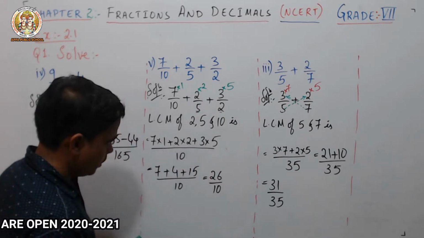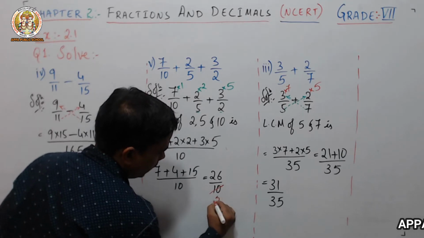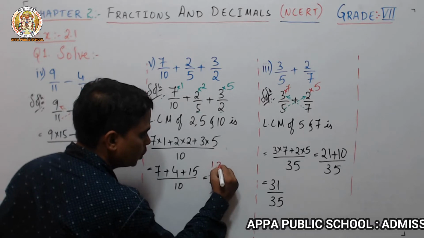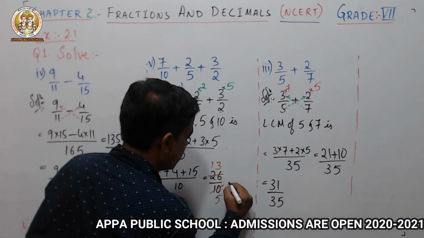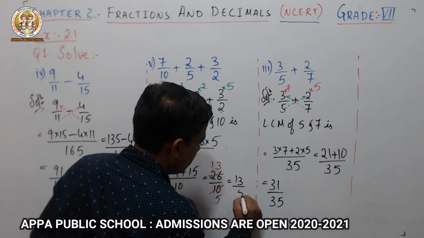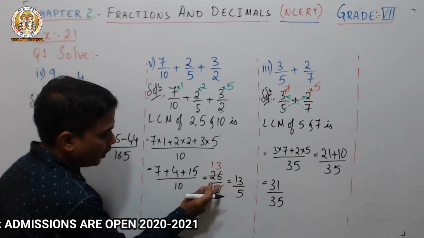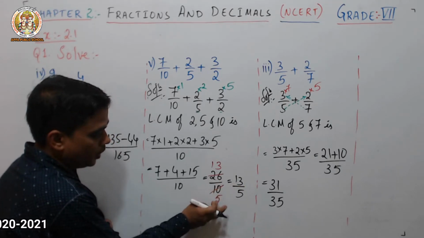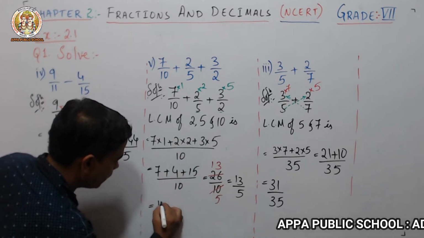See here. 2 5s are 10, right? In 2 table, 2 1s are 2, 2 3s are 6. Okay. So what remains is 13 by 5. 13 by 5 further can't be simplified because in 5 table 13 will not come. Whereas here 26 and 10 you can cancel because in 2 table 10 will also come, and 26 also will come. Therefore I will write it as 13 by 5.